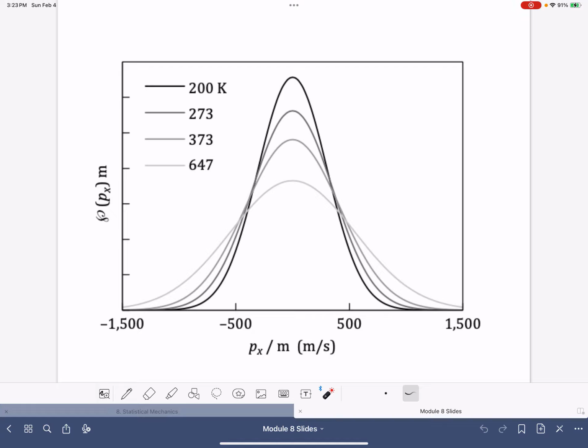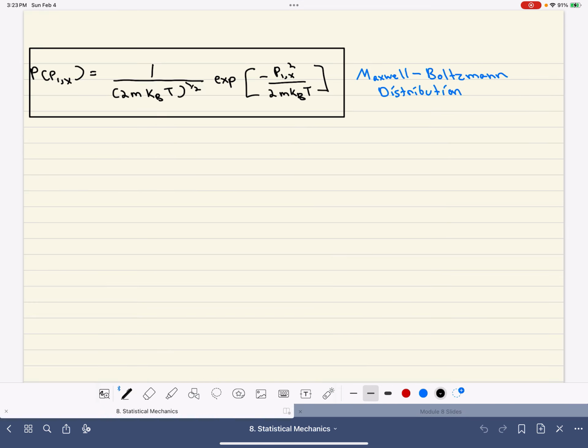Furthermore, we see that as we increase temperature, the distribution gets flatter and flatter, such that momentums in the more extreme sides of the distribution have an increased probability. And to summarize, the Maxwell-Boltzmann distribution is Gaussian and symmetric. There's no flow in any direction.